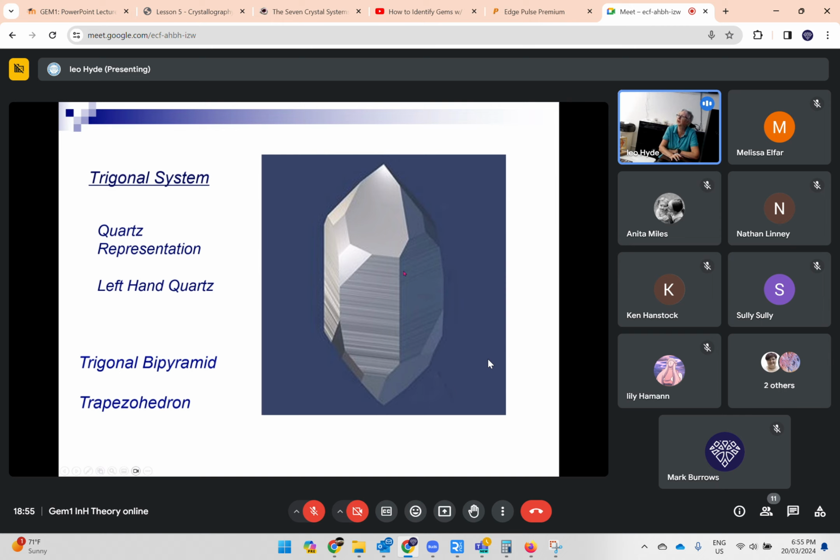Is it a girl or a boy? Well, this one's a girl because I'm using a pink mouse.